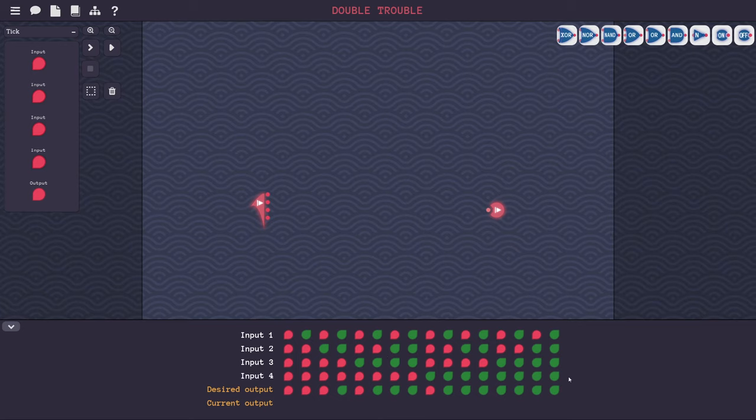Alright, these inputs look kind of complicated, but the rule is that we output high if 2 or more are high. Let's think about this. If 2 or more are high. So if we were to connect all of our inputs up to 2 OR gates here, what would this mean? Well, I don't know if that's going to work actually. If 2 or more are high.